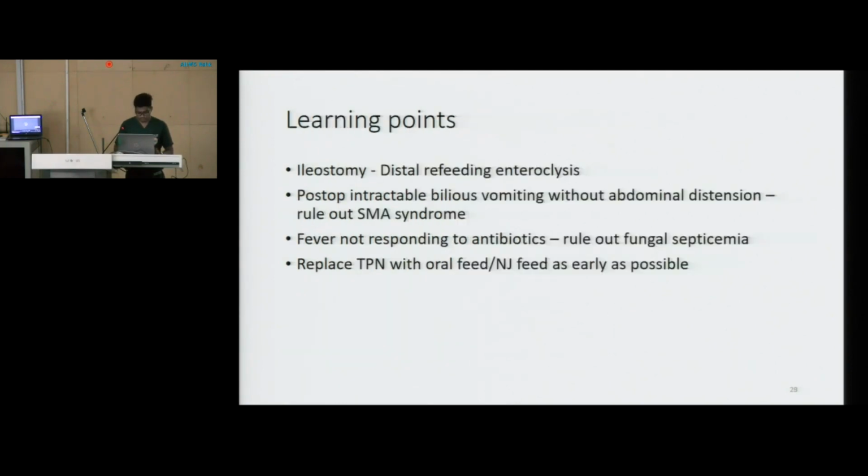The 4 learning points from this case were: to provide the best care for a high output ileostomy in a resource limiting setting, refeeding enteroclysis is a viable option. In patients with intractable bilious vomiting without abdominal distension, SMA syndrome should be considered. In fever not responding to usual antibiotics, fungal septicemia should be ruled out. TPN should be replaced with enteral feeds as soon as possible due to its complications and the complications associated with central line.